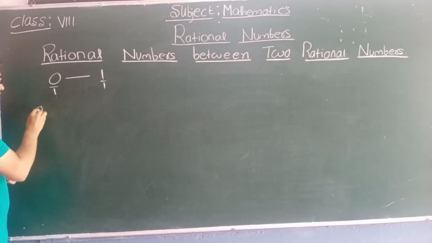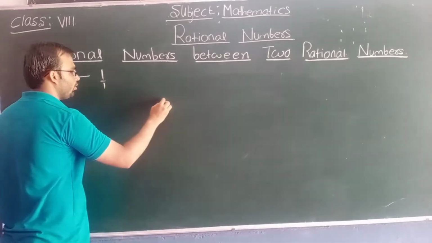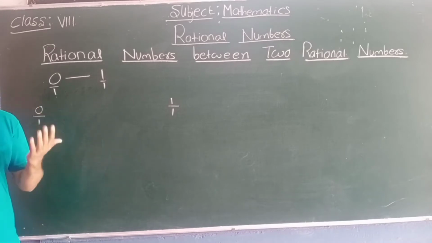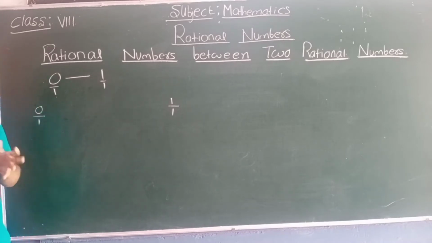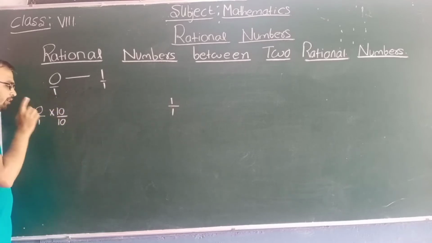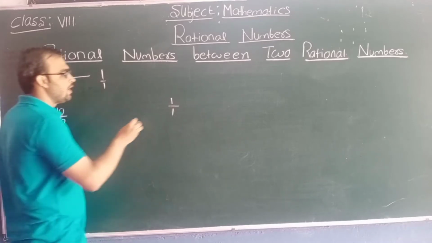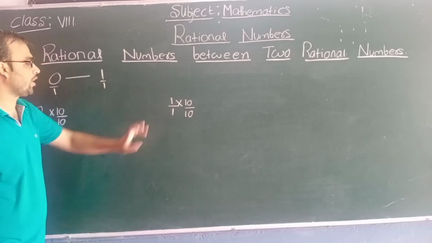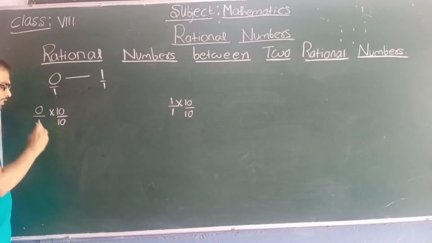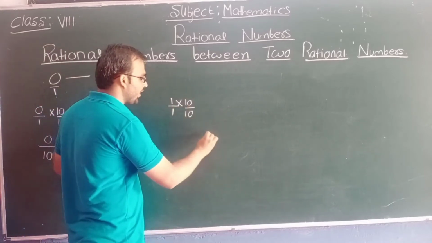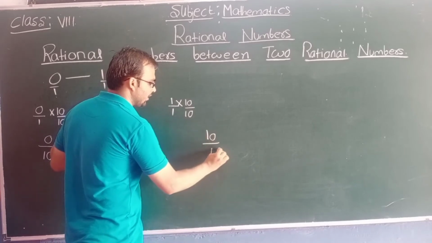So look at here, students. What you need to do is multiply by any bigger value, it need not be 10, it can be 100, whatever it may be. Here I am taking 10. I am multiplying 10 by 10 to both numerator as well as denominator of 0 by 1, and 10 by 10 to both numerator and denominator of 1 by 1. Now 0 tens are 0, 1 tens are 10, and 1 tens are 10.